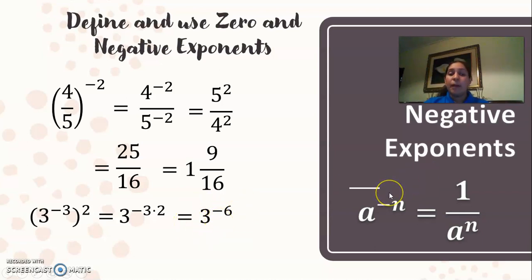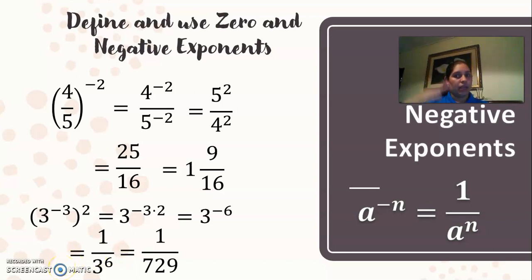Yes, because in here my property tells me that it will be on the denominator. So I have 3 raised to the power of -6. Now, 1 over 3 raised to the power of 6. Can I simplify this more? Yes, because if I multiply my 3 six times, 3 times 3 times 3 times 3 times 3 times 3, I'm going to have 729. So this means my answer is 1 over 729. And can I simplify this more? No, I cannot. So my answer will be this one.